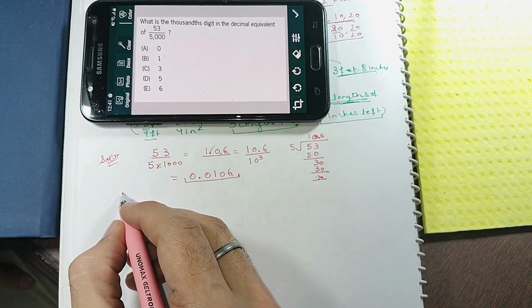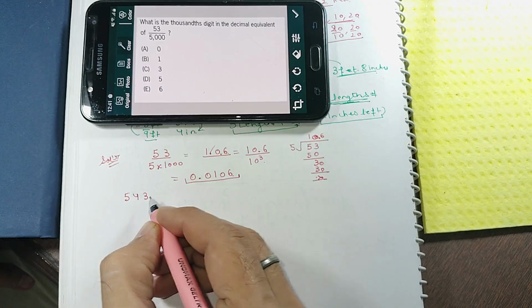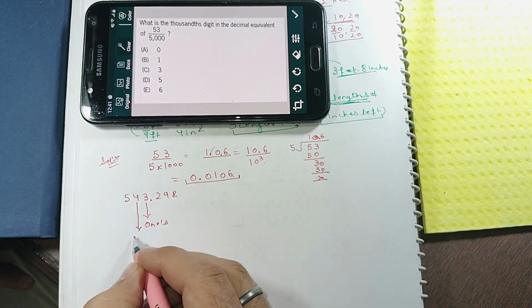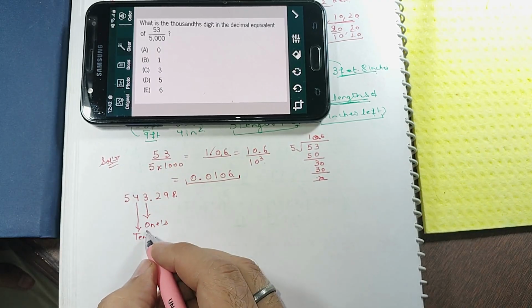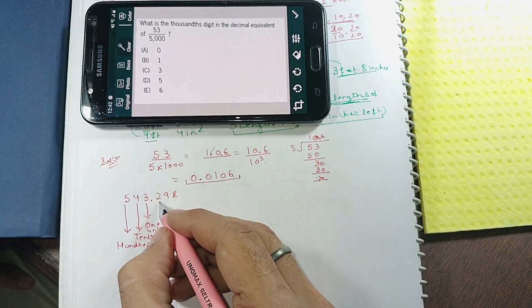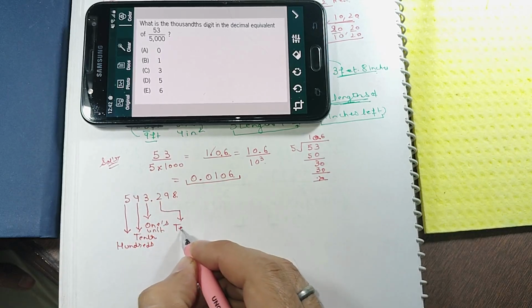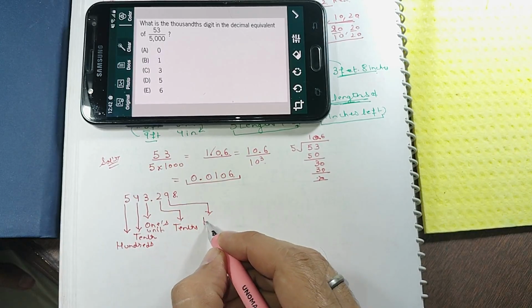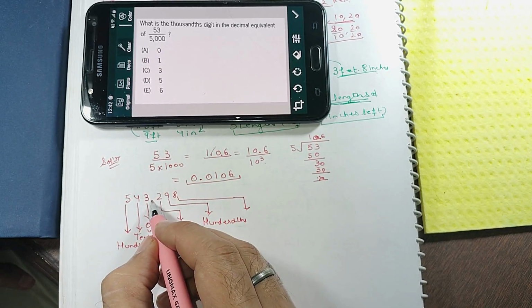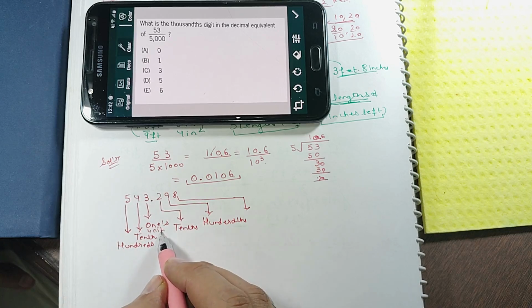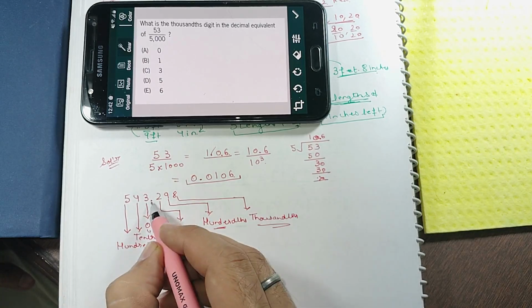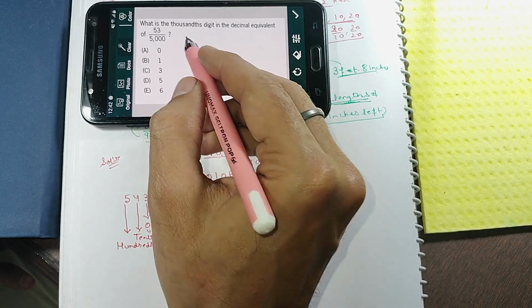See, if we have a number 543.298. Now this is called the ones digit. Then this is tens, and this is hundreds. But to the right of the decimal, the first place is called tenths. Second is called hundredths, and the third place is called thousandths. So after the decimal, we don't count the unit place. We start from the tenths place, and the thousandths is the third from the decimal point. So here, third, we have been asked the thousandths.